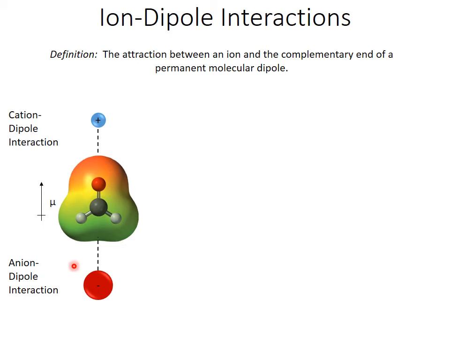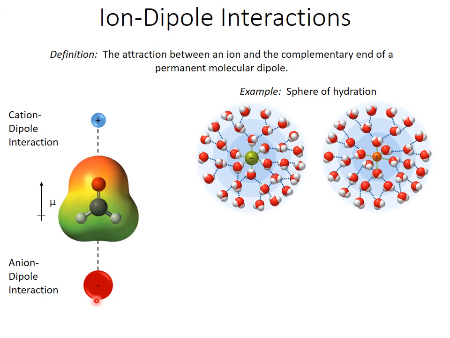A very common example of this phenomenon is the sphere of hydration. This is the cluster of water molecules that forms around a dissolved ion. If the ion is an anion, then you can see that we form these ion-dipole interactions between the anion and the hydrogen parts of the water molecule. That's because these are the slightly more positively charged portion of the molecule. If it's a cation in solution, then that cation will form interactions with the oxygens, and most specifically the lone pairs on those oxygens because they are negatively charged.